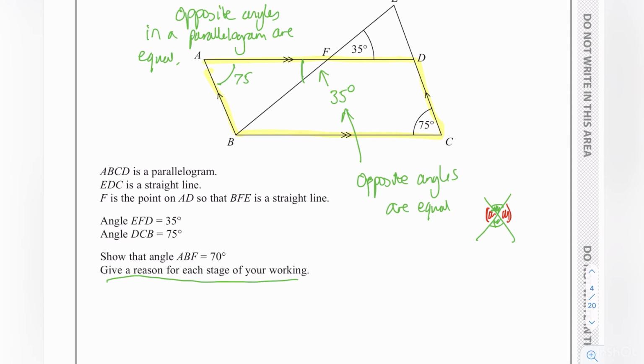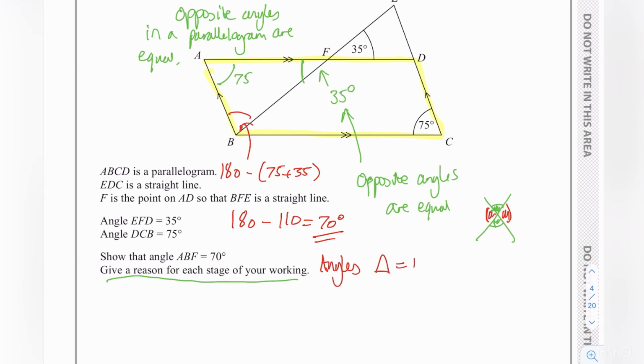Now we've got 2 angles in this triangle. We know the third angle, the angle which it wants us to prove is 70, must be 180 minus the 75 plus 35. That equals 180 minus 110, so we've just proven that that must be 70. And again we use the fact that angles in a triangle equal 180 degrees. To get all of your marks, you need to state all of those reasons alongside your working out.